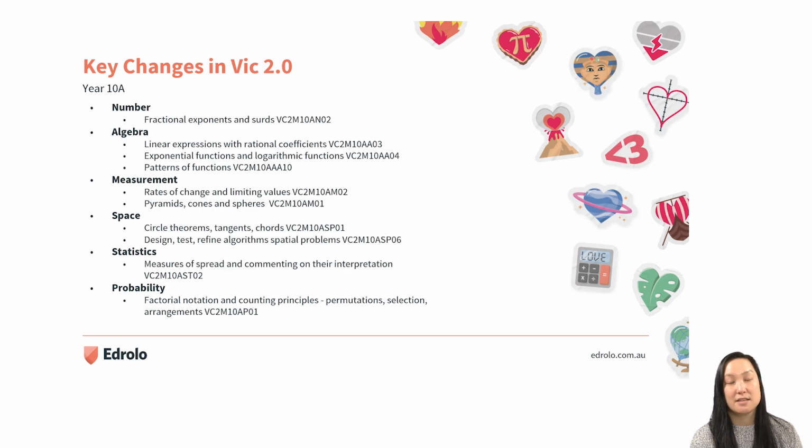In statistics, there's been a move now to analyze the data and also a focus on commenting on the data, so on trends and behavior, and being able to comment on their interpretations. In probability, we see an introduction of factorial notation and counting principles, where we'll see permutations, selections, and arrangements.